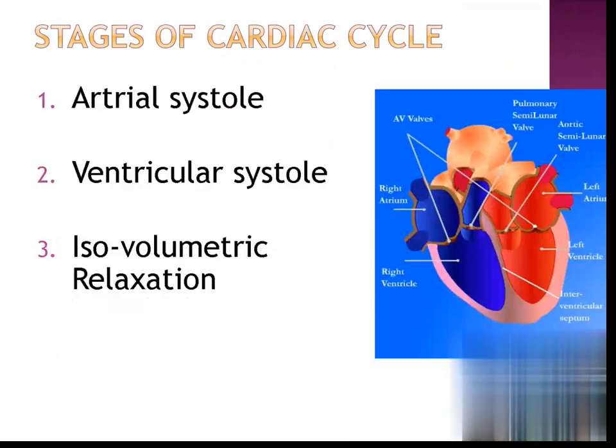Okay. Next, coming to the stages of the cardiac cycle. Basically, the stages of the cardiac cycle include three main steps, which are atrial systole, ventricular systole, and isovolumetric relaxation, otherwise known as joint diastole.